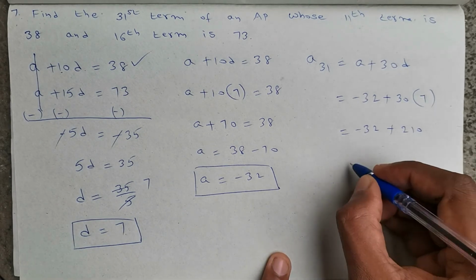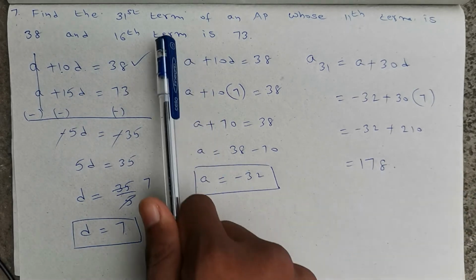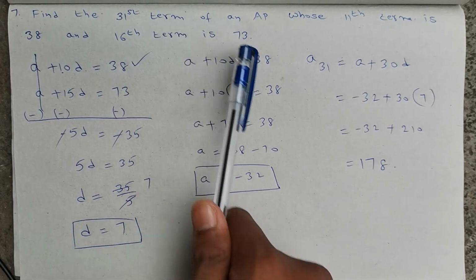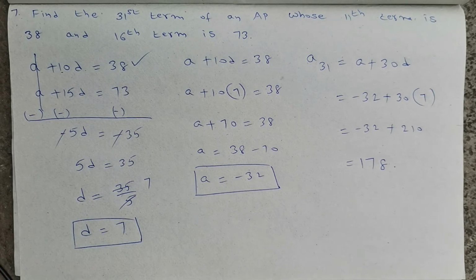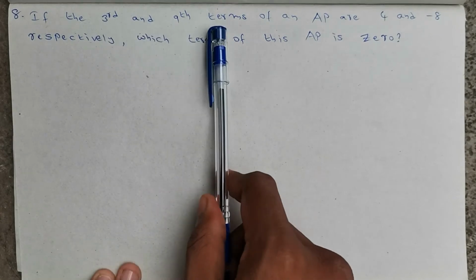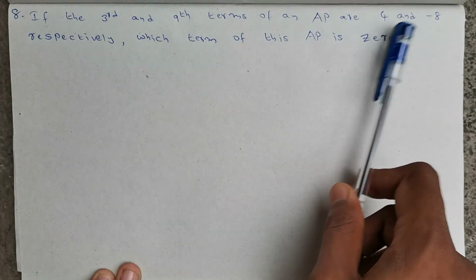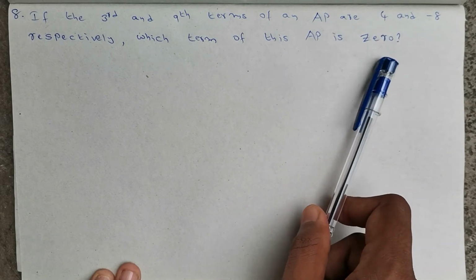210 minus 32, 178. So 31st term of the AP is 178. Next, question number 8. If the third and ninth terms of an AP are 4 and minus 8 respectively, which term of this AP is 0?